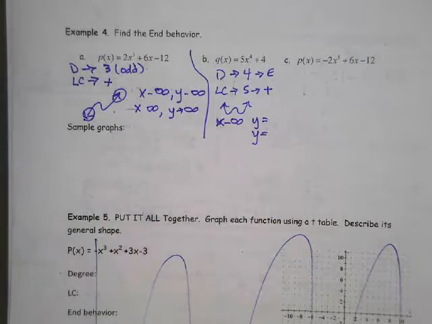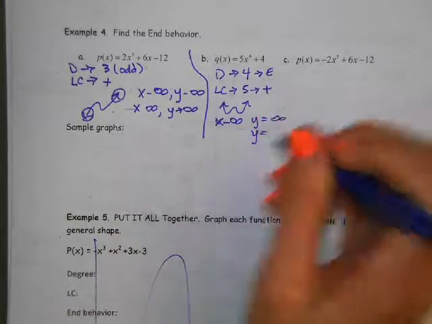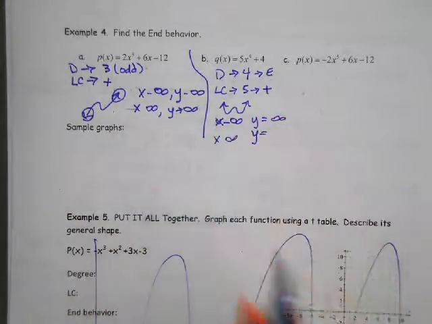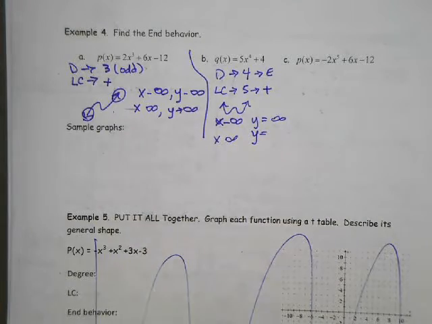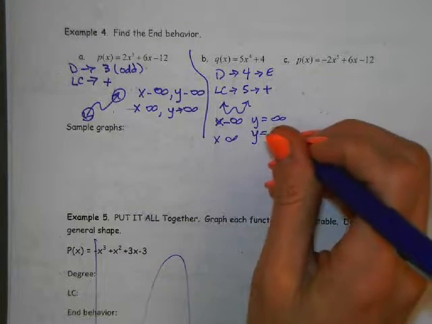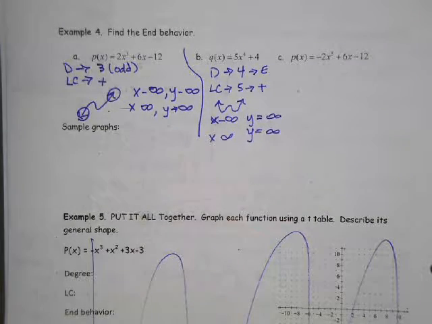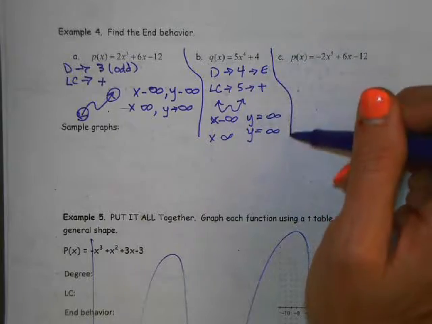It's going up, so it's what? Positive infinity. As x is going to infinity, what's y doing? It's going up, so therefore it's what? And since they're both going up, they should be the same. Okay? Alright, try C on your own.